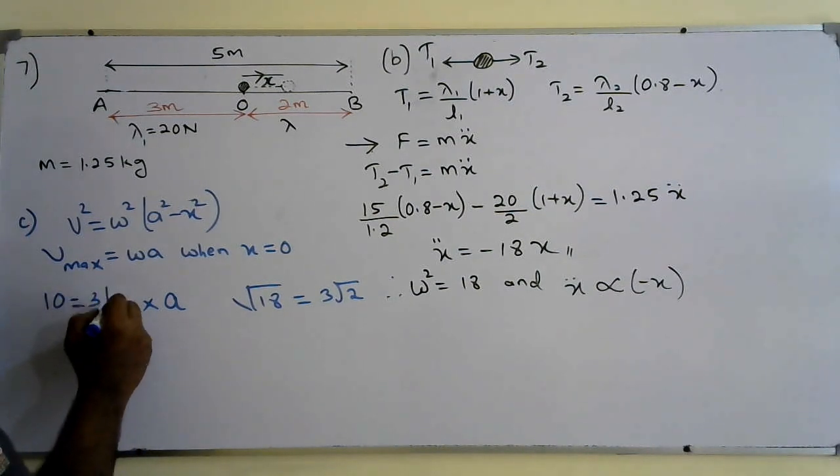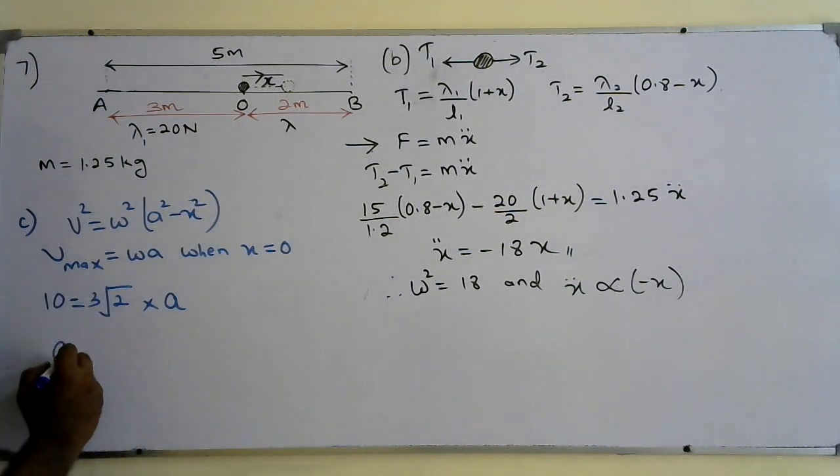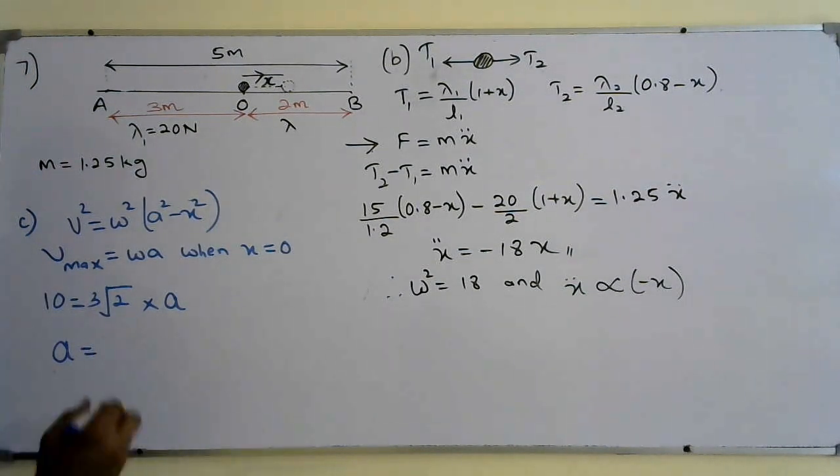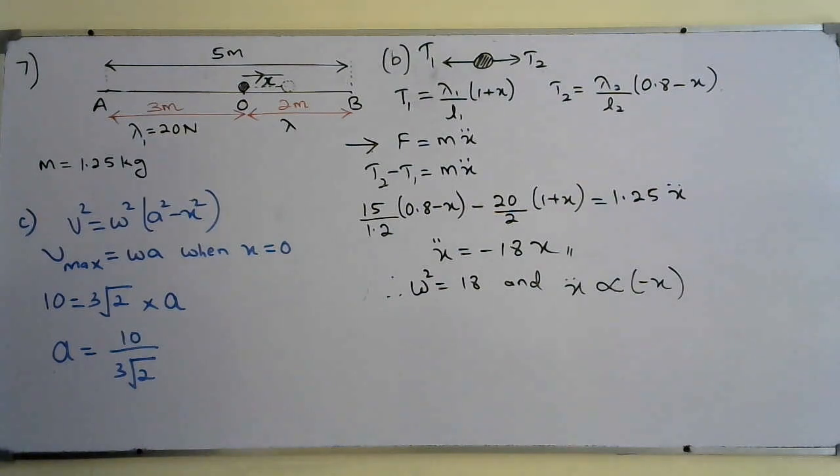3 root 2 into A. So amplitude A is going to be 10 over 3 root 2. If you want, you can find it in decimal form. Okay, I found the amplitude now.